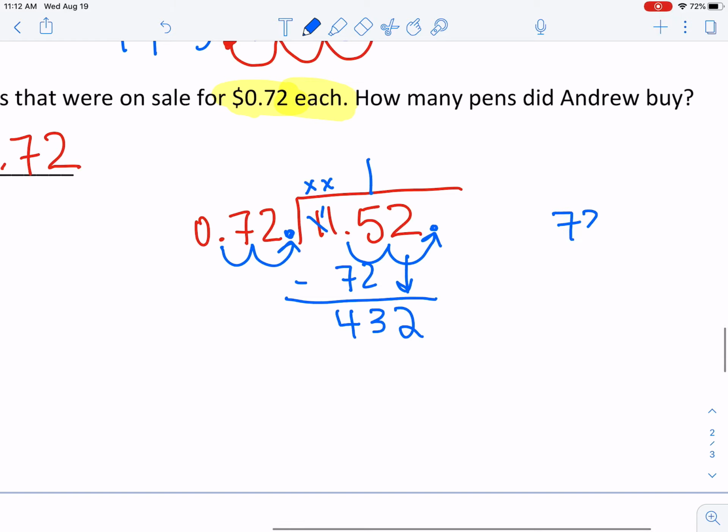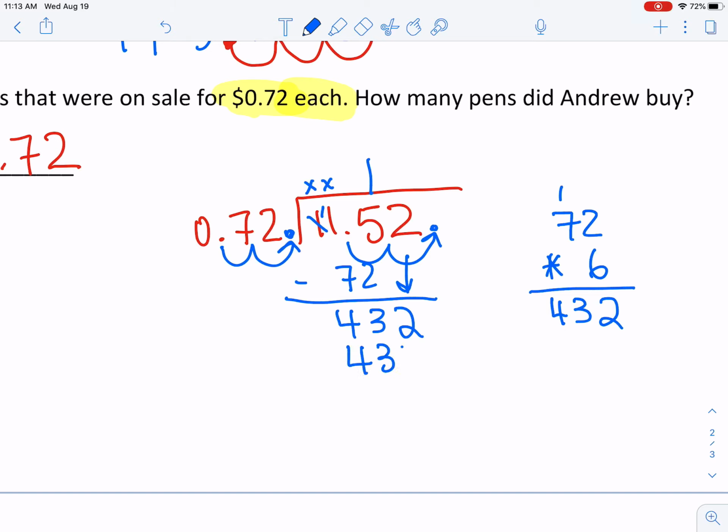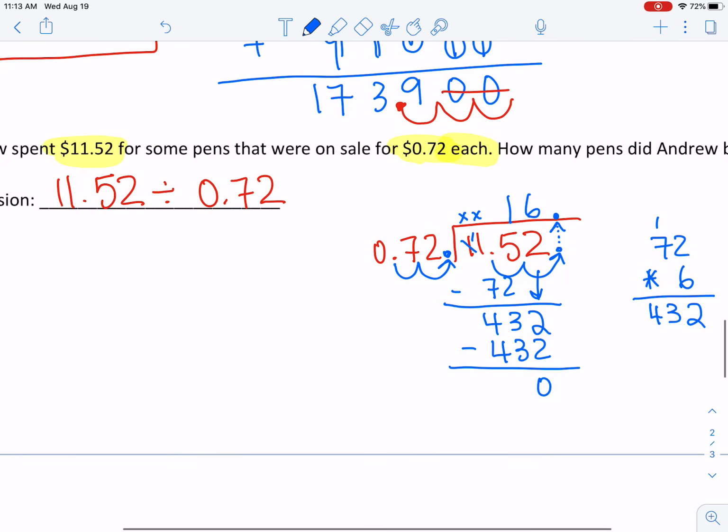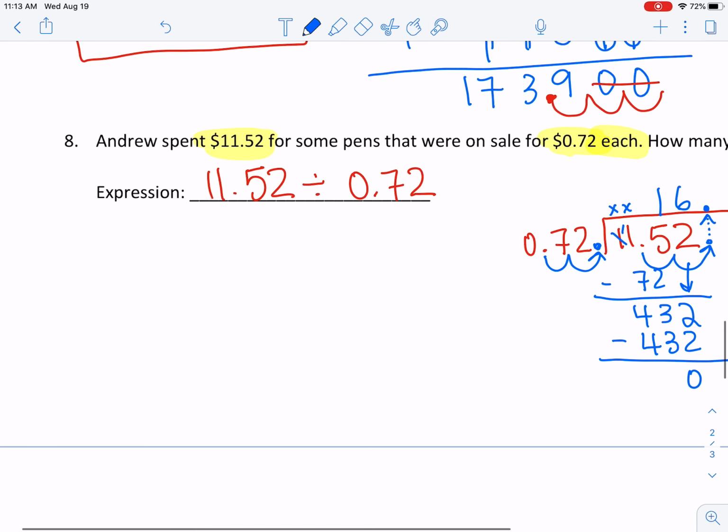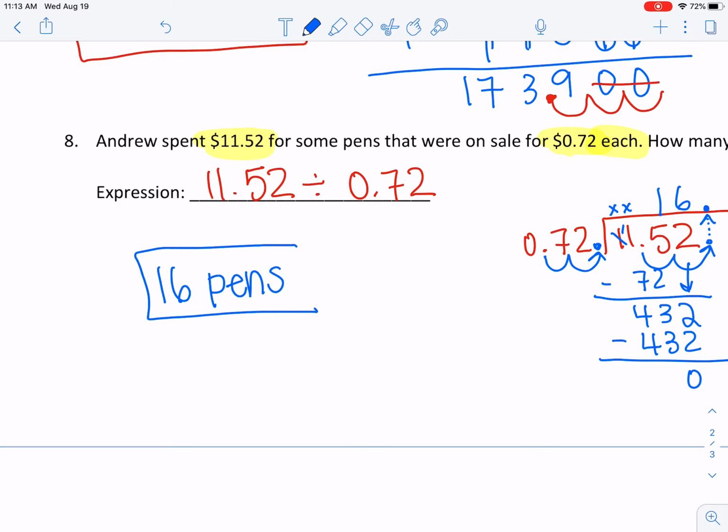About, let's check and guess on the side. I'm going to say 6 times. 6 times 2 is 12. Carry the 1. 43 would be that. So it gives you exactly 432 if you put it in 6 times. And this concludes our division. Now we just need to make sure that we bring the decimal point up, and that's 16.0, which is the same thing as saying 16. So how many pens did he buy? He bought 16 pens, and that would be the final answer for this.